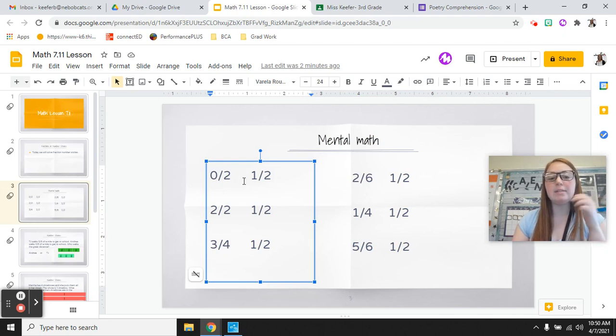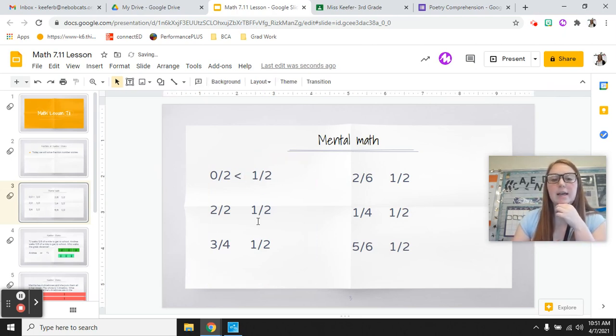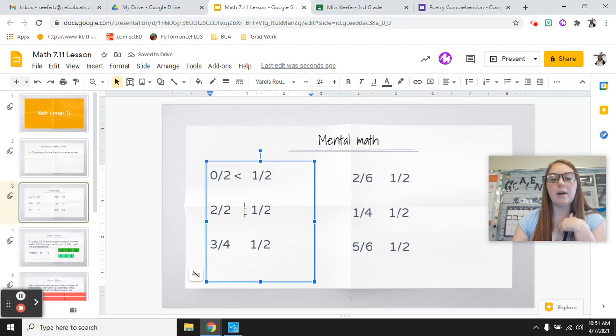So if I have 0/2 and 1/2, is 0/2 greater than or less than 1/2? We would say it is less than. So 0/2 is less than 1/2. What about 2/2 and 1/2? Is 2/2 greater than or less than 1/2? We would say 2/2 is greater than 1/2.